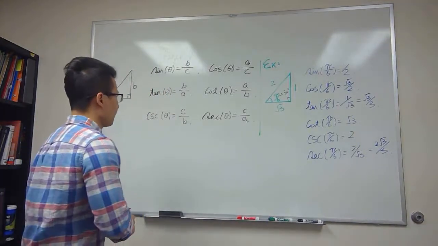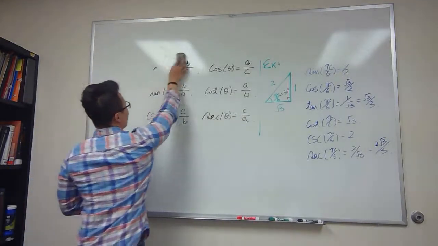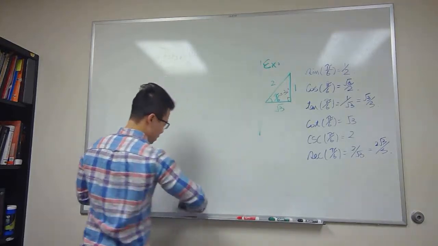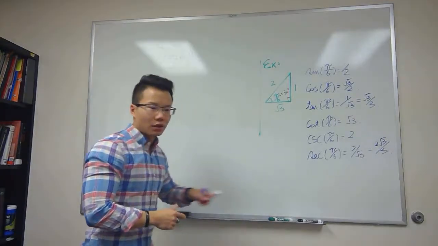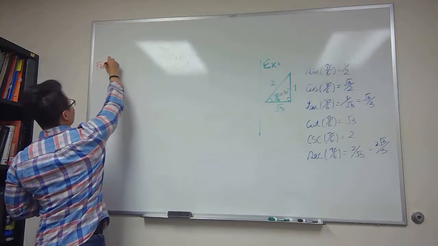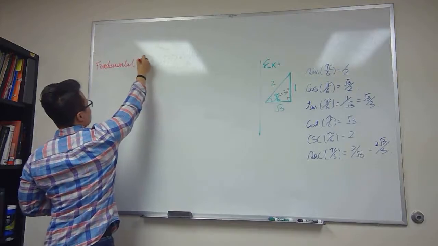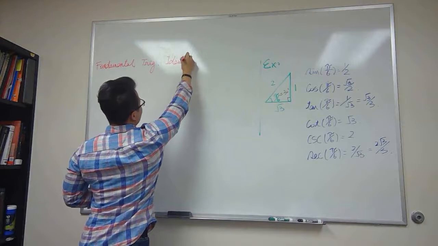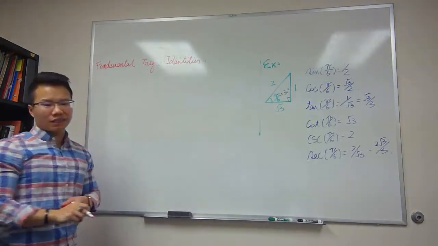After we talk about those 6 trig functions, we're going to show you some identities. Those are called the fundamental trig identities.